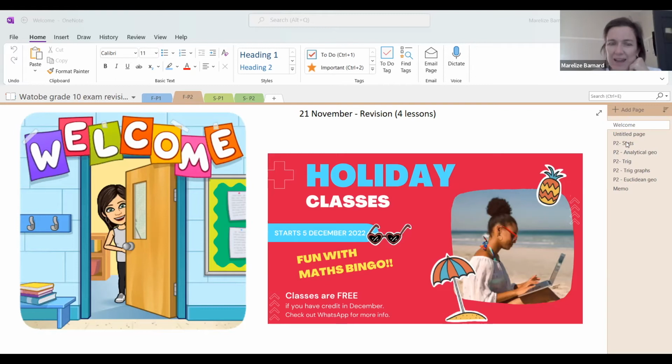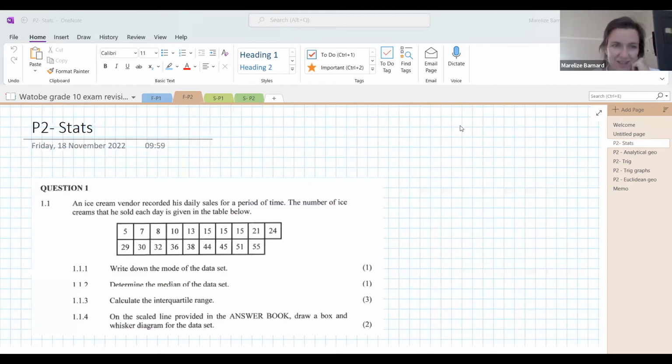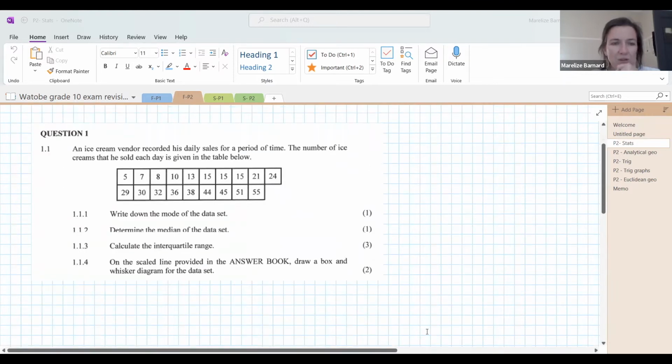Straight away, we're going to get into paper 2, and we're going to start off with the stats section. Okay, so up on the board, we've got a question. We've got a data set.